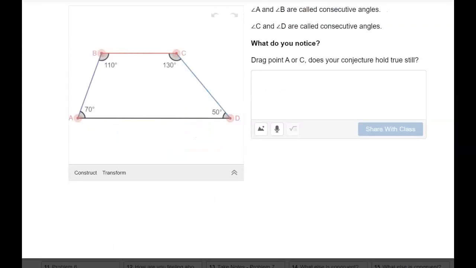And if you look at slides 5 and 6 in the Desmos, you'll notice that angle A and angle B add up to 180 degrees. Angle C and angle D add up to 180 degrees. Even if I were to change the size of the trapezoid, angle A and angle B still add up to 180. Angle C and angle D still add up to 180 degrees.